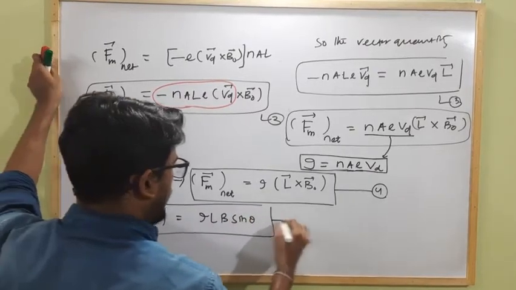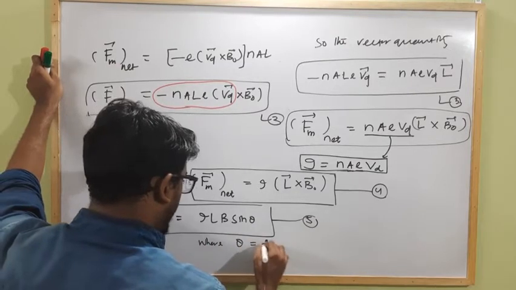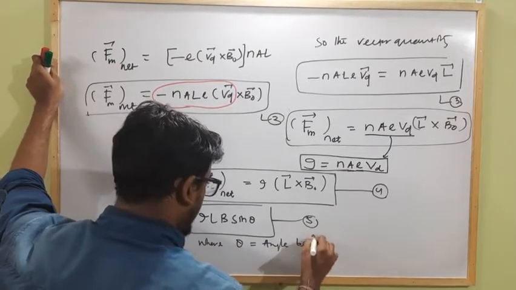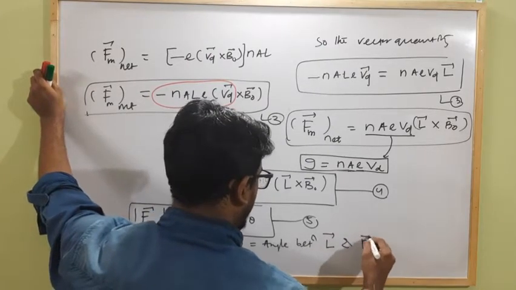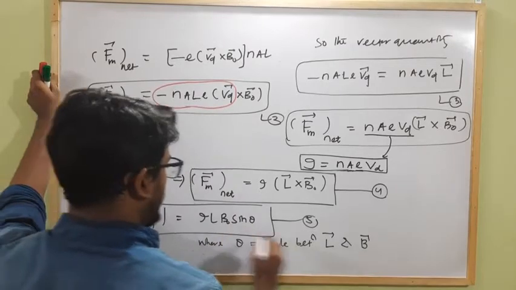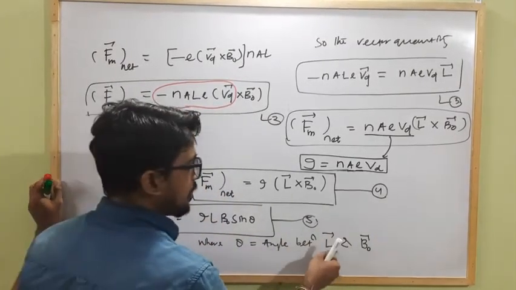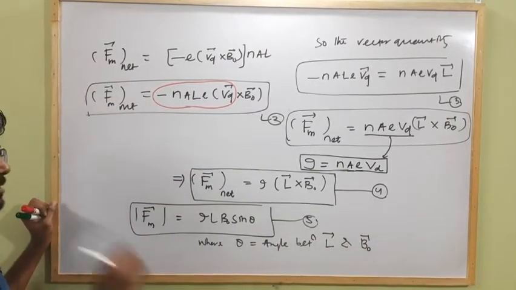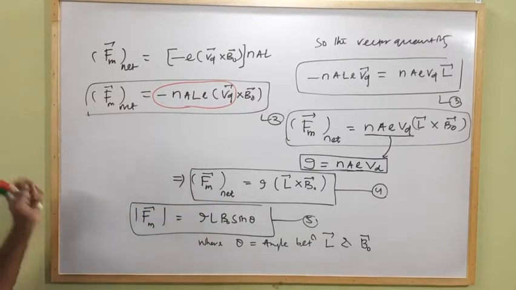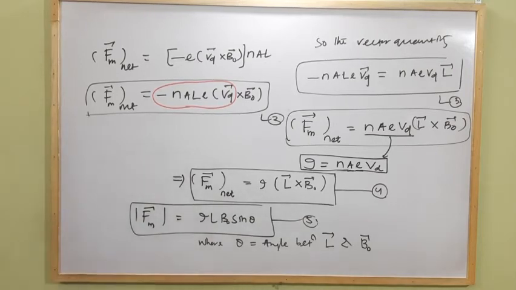Where theta equals the angle between L vector and B vector. Clear? Where theta is the angle between the length vector of the current carrying conductor and the magnetic field strength. So this is the force experienced by a current carrying conductor placed in an external magnetic field. Clear? So now let's discuss some cases.